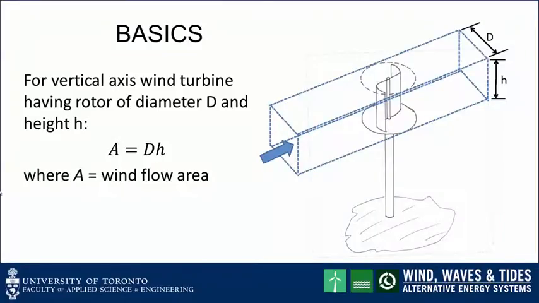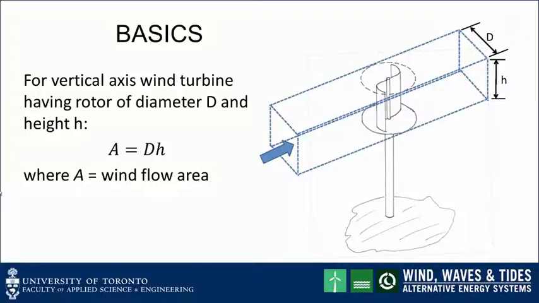Let's review a few basics relevant to this particular type of wind turbine. The figure shows an S-type rotor rather than an aerodynamic lift-type rotor, but for this purpose, they are all vertical axis wind turbines. For a vertical axis wind turbine having a rotor of diameter d and height h, the flow area, so this blue rectangular cross-section duct which is surrounding the rotor, is the stream tube. And so for this circumstance, the flow area is actually d times h. So that's different than the other types of wind turbines.